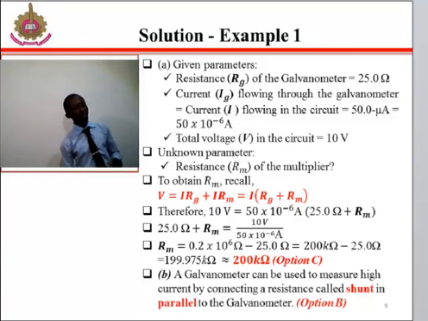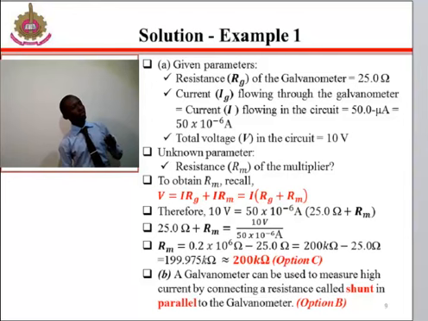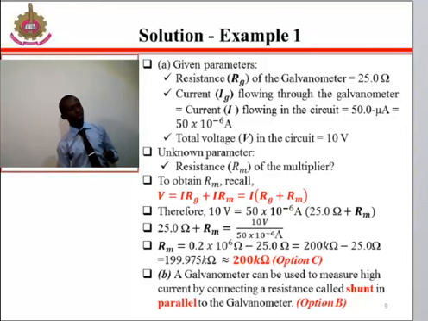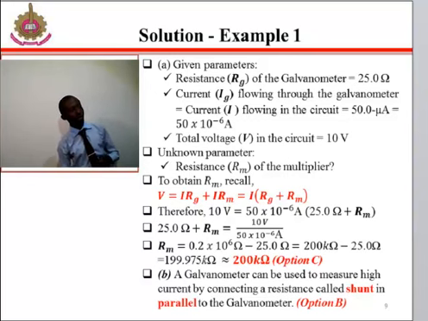In order to obtain the resistance of the multiplier, recall V is equal to I multiplied by the resistance of the galvanometer plus the current I multiplied by the resistance of the multiplier. So in this case, V is equal to 10 volts, which is equal to 50 times 10 raised to the power minus 6 ampere into bracket 25.0 ohms plus Rm. This implies that 25.0 ohms plus the resistance of the multiplier is equal to 10 volts divided by 50 times 10 raised to the power minus 6 ampere.